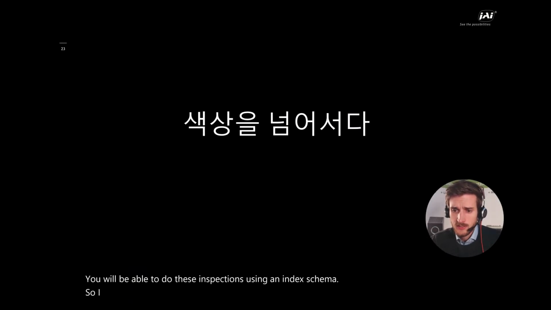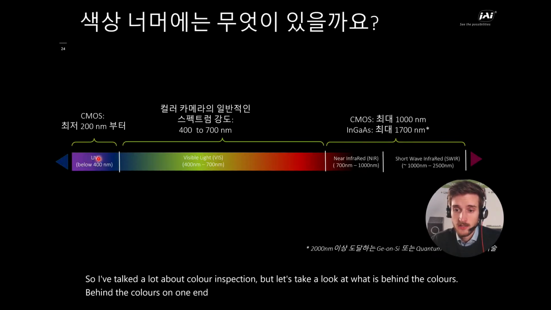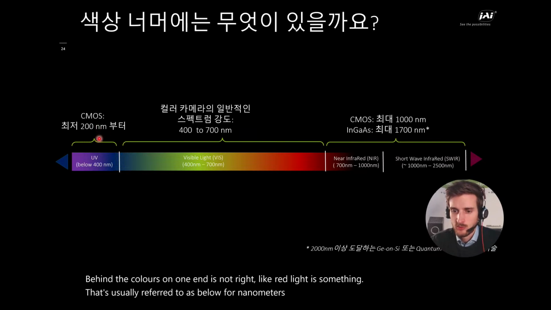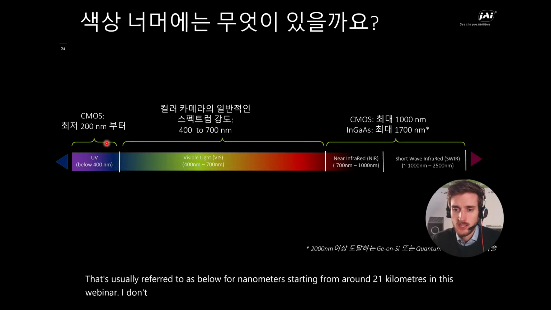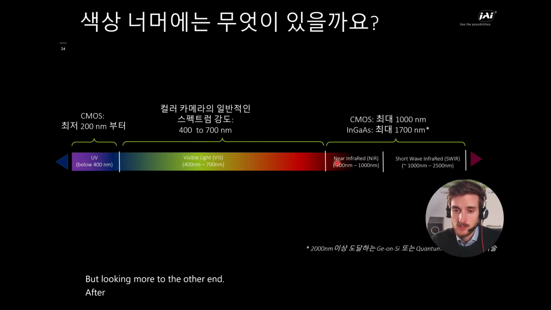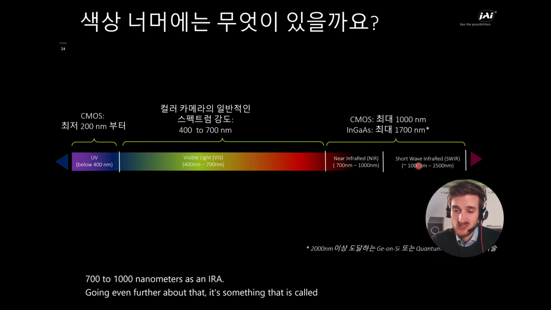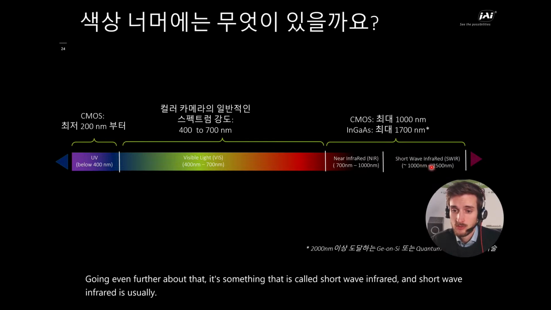So I've talked a lot about color inspection, but let's take a look at what is behind the colors. Behind the colors on one end is ultraviolet light. Ultraviolet light is something that we usually refer to as below 400 nanometers, starting from around 200 nanometers. In this webinar, I don't really talk about UV cameras, but we also have a few Go series cameras in our selection that can help you with that kind of imaging. But looking more to the other end, after the red waveband is NIR. NIR is near infrared. Usually we refer to the waveband between 700 to 1000 nanometers as NIR. Going even further above that, it's something that is called shortwave infrared, and shortwave infrared is usually reaching up to 2500 nanometers.